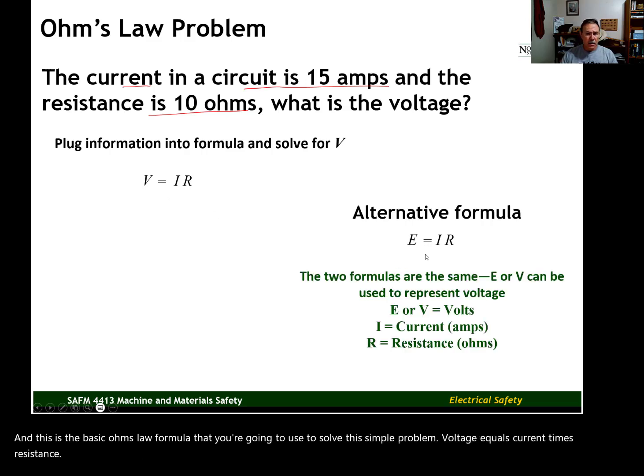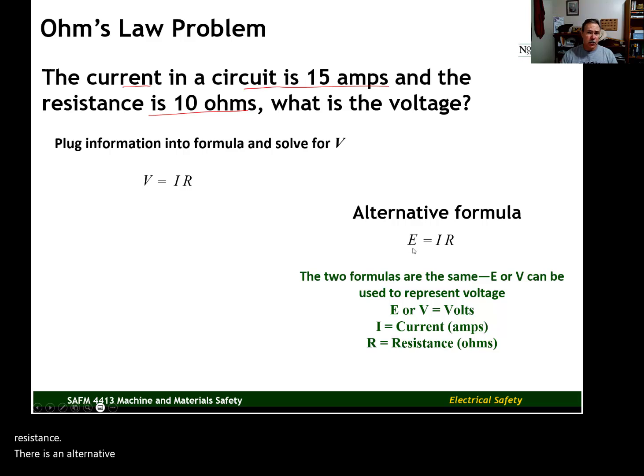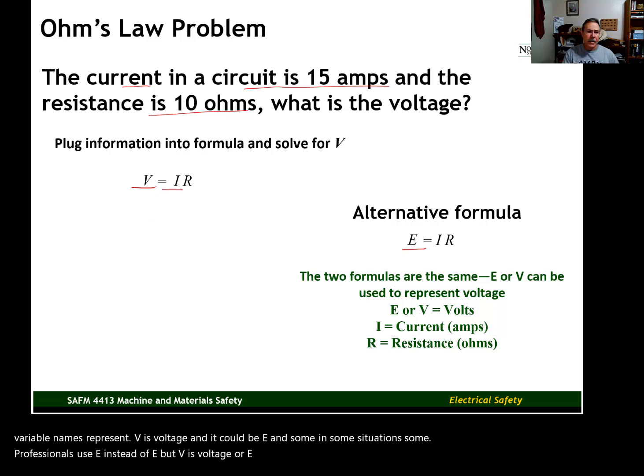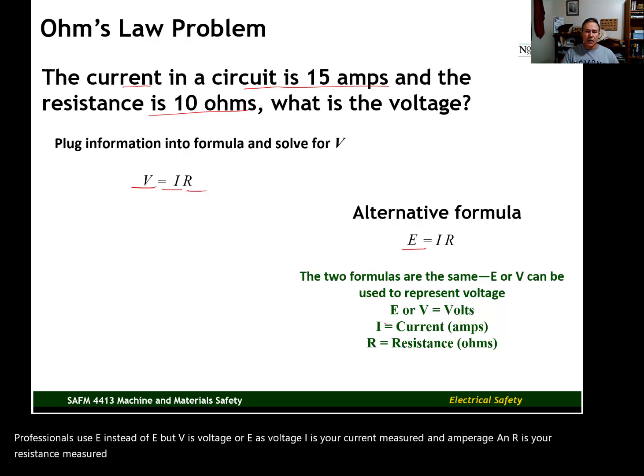Now, there is an alternative formula where E is used instead of V to represent voltage. And again, let's just review what each of these variable names represent. V is voltage, and it could be E in some situations. Some professionals use E instead of V. But V is voltage or E is voltage. I is your current measured in amperage, and R is your resistance measured in ohms. I've got all this laid out over here for you to refer to if you need to.